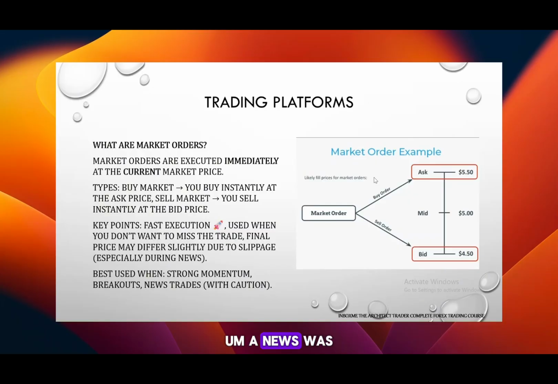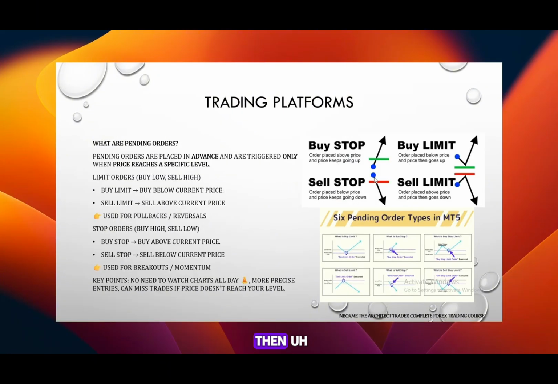Maybe news was about to be released, and you saw that your analysis fits so well, and you were about to take the trade. Unlike pending orders, which I will still explain, market orders are best used when there's strong momentum, breakouts, or news trades. Then pending orders are placed in advance and are triggered only when price reaches a specific level.